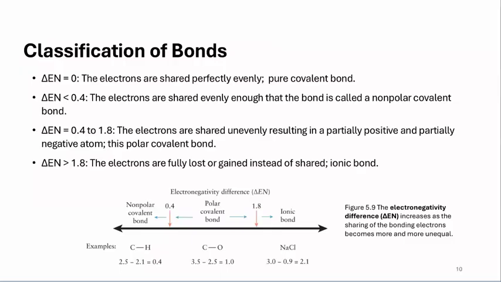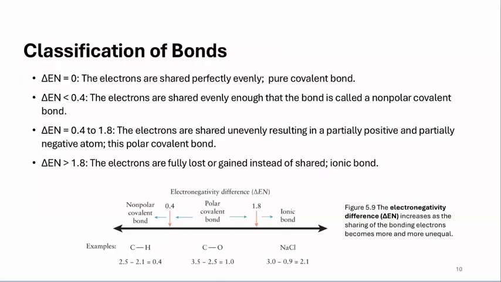If the difference, meaning the subtraction of the two values, lands between 0.4 to 1.8, then those bonds are considered polar covalent bonds. Any two atoms that have an electronegativity difference of 1.8 or higher are considered purely ionic bonds, meaning that the electrons in these atoms are going to be either fully lost or fully gained instead of being shared. Only covalent bonds, polar or nonpolar, are the ones that are sharing electrons.